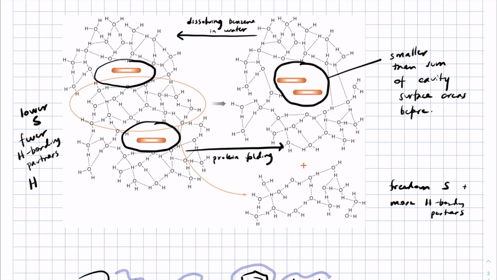That's right. When the protein folds, you have water molecules whose freedom was restricted, but now they're free to do other things.